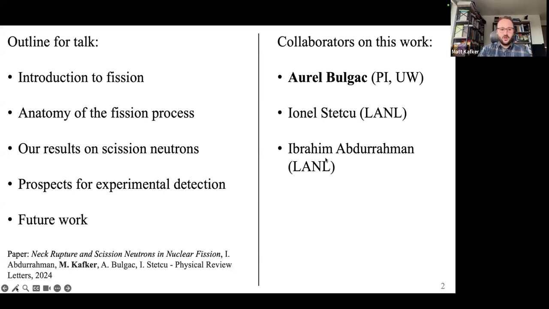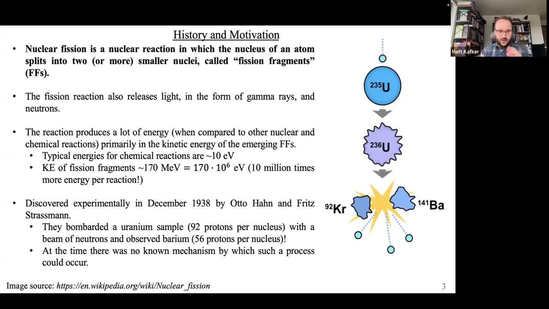Okay, so brief history and motivation of the fission process. This is a nuclear reaction, and we have a cartoon image on the right of what takes place. We have a uranium-235 nucleus. There's a neutron, which comes in, the uranium nucleus swallows it up, and it forms this uranium-236 compound nucleus excited state. It then breaks apart, and it gives off two atoms, which we call fission fragments. It also releases approximately 3 neutrons and some photons as well.